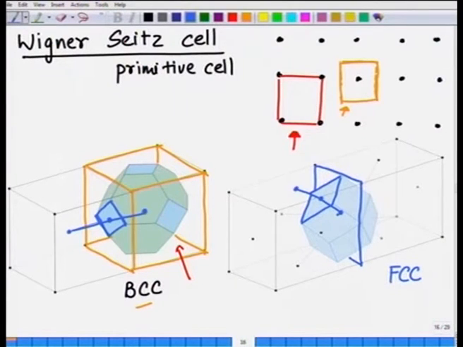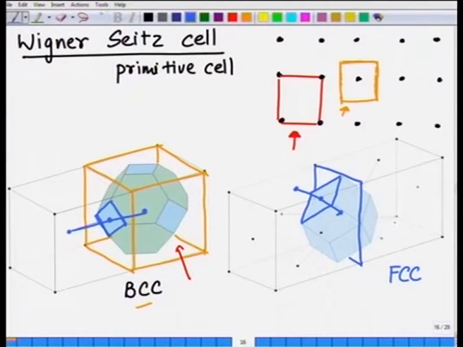Why am I talking about this particular cell? Because this will become an interesting point. This is precisely the kind of cell we will be looking for in the reciprocal lattice. Okay, so with this I would like to close the chapter on crystal structures or lattices.